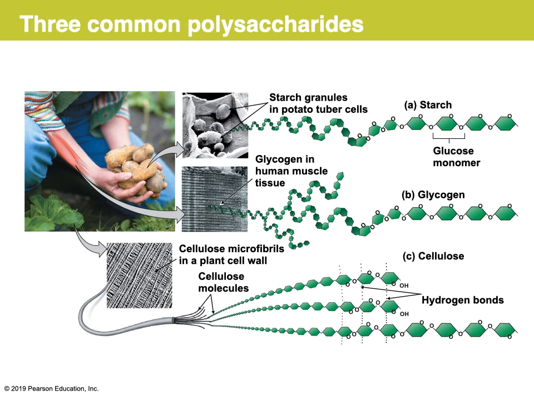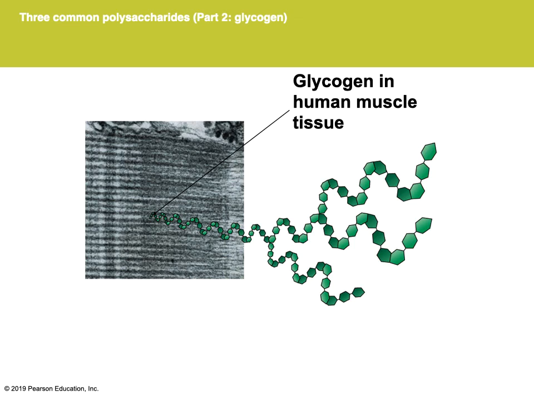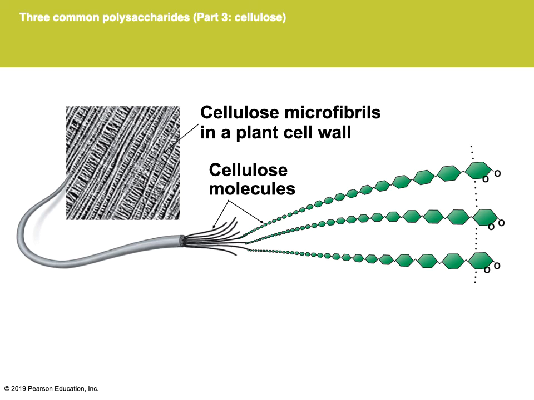In fact, animals don't make enzymes that can break down cellulose. Animals that eat things and digest cellulose require microorganisms to do it. In our case, we don't effectively break down cellulose. That's why we refer to it as dietary fiber or roughage, because it's not going to get broken down and it's going to pass through relatively intact through the digestive system. So again, our starch granules, the glycogen found in human muscle tissue, and cellulose.